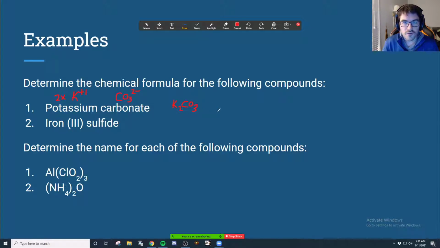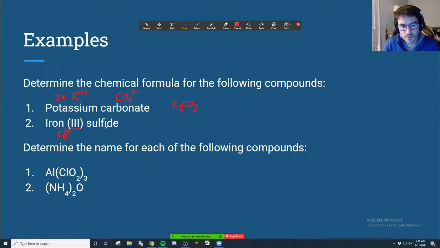So K2CO3. That would be your formula for potassium carbonate. Okay? All right, let's look down here at this next one. Iron 3 sulfide. Okay, so iron 3, this is a transition metal, so we need that Roman numeral here. The charge on this is going to be positive 3. And then we have sulfide.